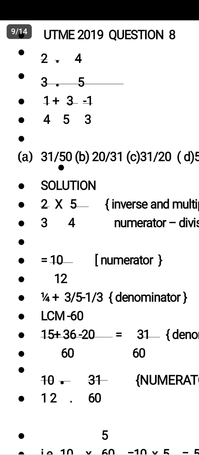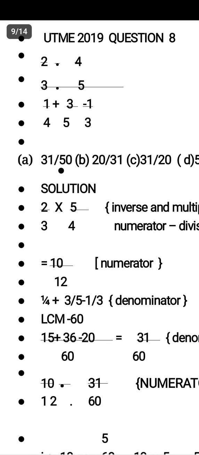I take it again. The question is a complex fraction. It's a fraction upon a fraction. And it says evaluate 2 over 3 divided by 4 over 5. Let me put that divide sign there. 2 over 3 divided by 4 over 5, over 1 over 4 plus 3 over 5 minus 1 over 3.